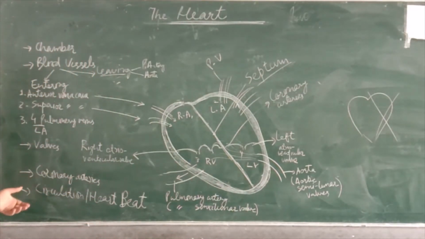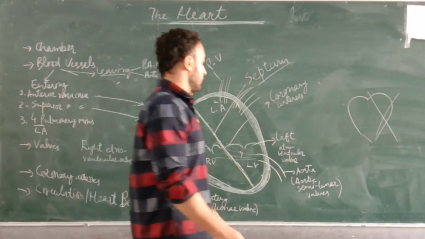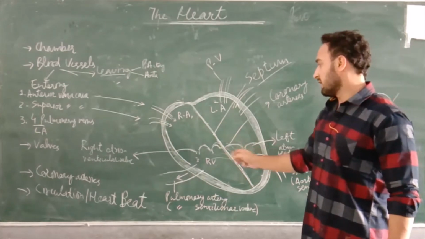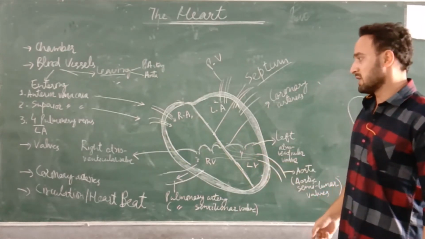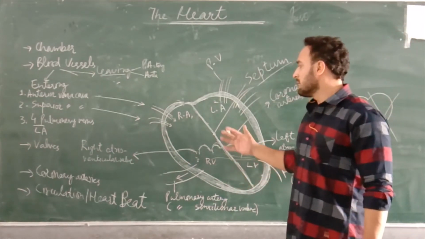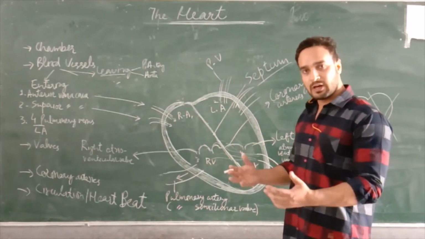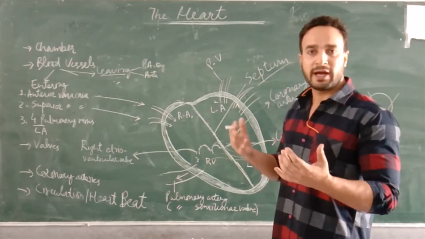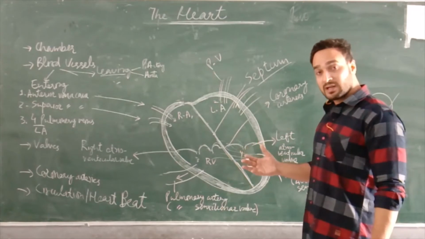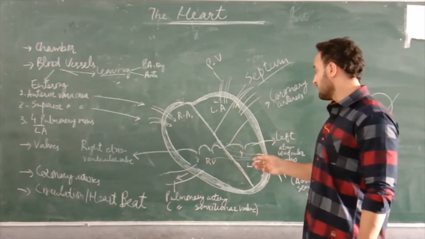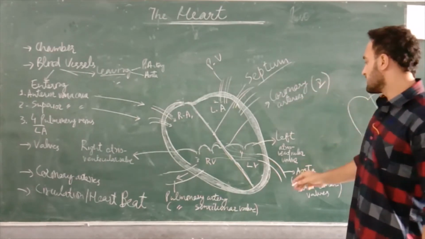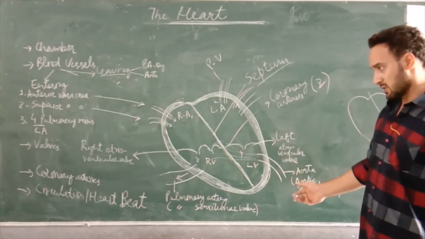Another kind of blood vessels present in the heart are the coronary arteries. We have two coronary arteries that arise from the base of the aorta. These coronary arteries are supplying the oxygenated blood to the muscles of the heart. We know the heart is a muscular organ, so it does require blood, right? So how is the blood supplied to the walls of the heart? It is supplied with the help of the coronary arteries. We have two coronary arteries that arise from the base of the aorta.